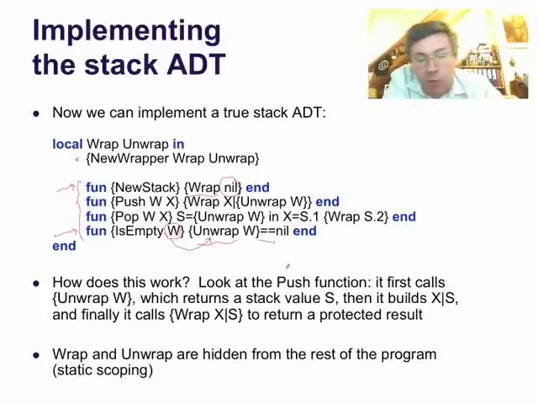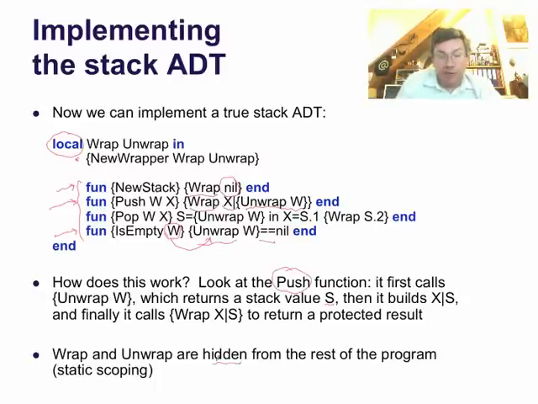So a more complicated one, look at push. When you call the push function, it first calls unwrap of w. This returns a stack value s. Then it builds x bar s. And finally, it calls wrap on x bar s to return the protected result. So you can see also that we use local here so that wrap and unwrap are hidden from the rest of the program using static scoping.